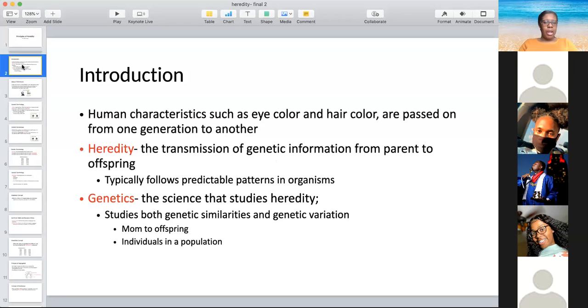So just a quick introduction. I like to make sure that I clarify these two terms. Human characteristics such as our eye color and hair color are passed down from one generation to the next. So these are factors about ourselves that naturally we can't control. Now, obviously, there are ways to alter it from a synthetic standpoint, but naturally speaking, those factors and traits are things like your eye color you have no control over. And so by definition, heredity is the transmission of genetic information from parent to offspring, okay?